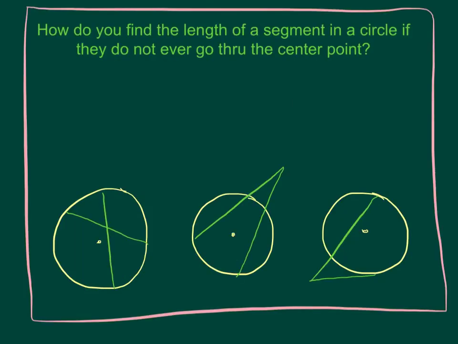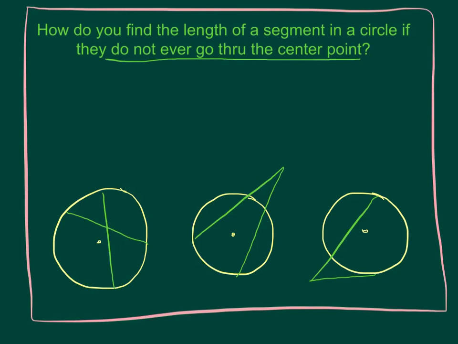Now for the second half of our notes. I'd like you to create a box and write this question. How do you find the length of a segment in a circle if those segments do not ever go through the center point? And this is an important point, that they don't go through the center point. Now it all kind of depends on how those segments look. For example, the relationship is different if you have a circle and you have two chords that create angles that are inside the circle.